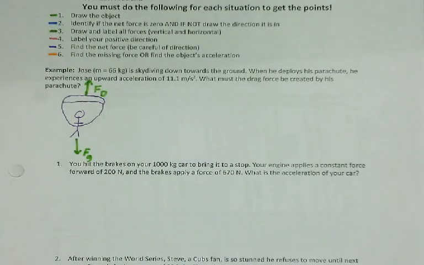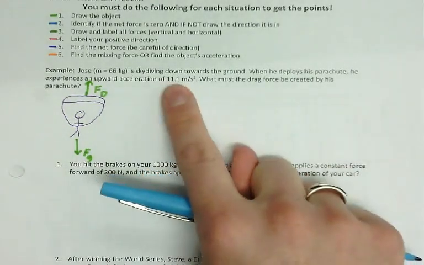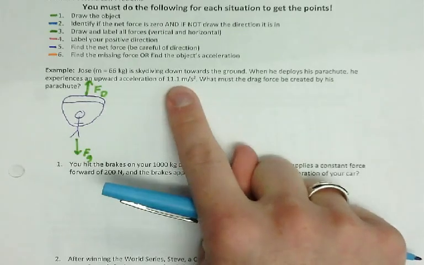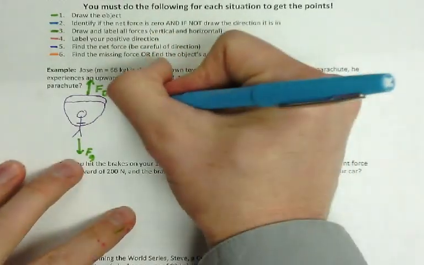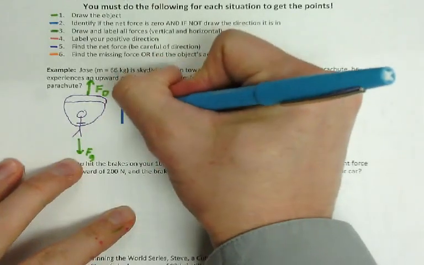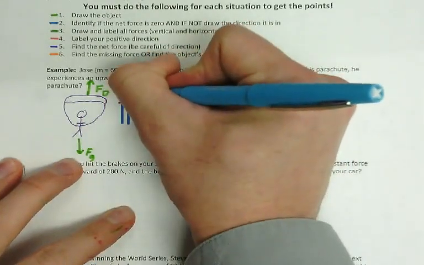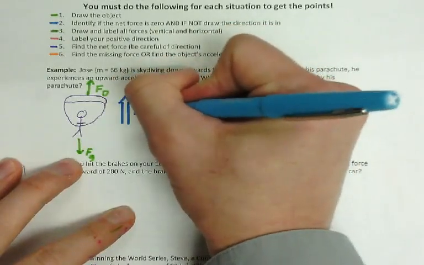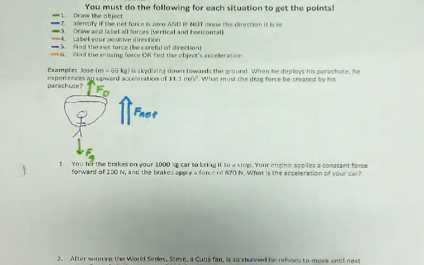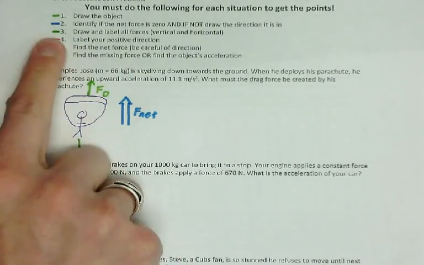Now we've got to identify the direction of the net force. So I ask myself, what direction is the change? Well, when I pull a parachute, it's going to slow me down. And it says there's an upward acceleration. So if the acceleration is up, then my change is up. So I'm going to draw an up arrow off to the side and just write F net next to it. Again, I don't know the value for F net, but it's helpful to have the direction. Okay, I've got the direction of F net now. So now I'm done with step 1, step 2, step 3.